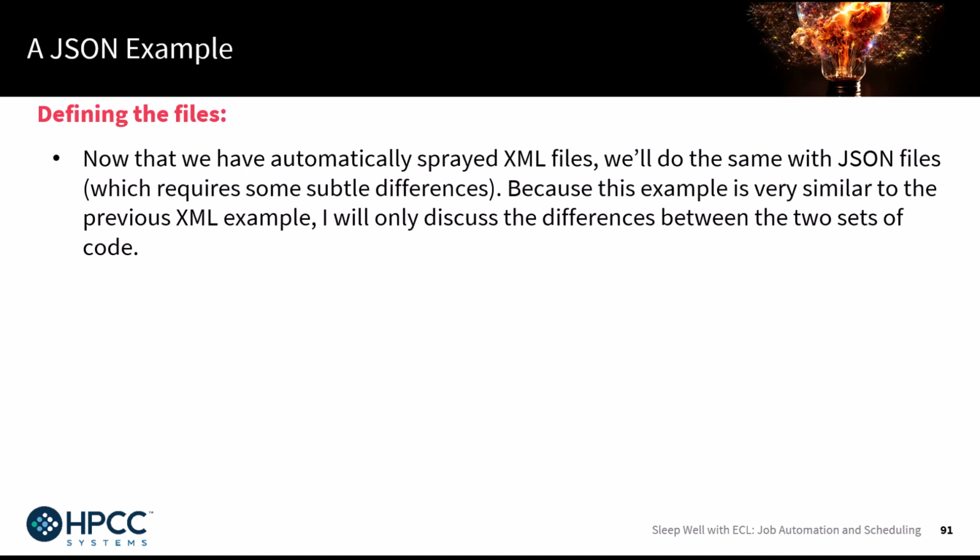All right, so now that we've automatically sprayed XML files, we can do the same with JSON files with just a couple of modifications. And because this example is extremely similar to the previous XML example, we're only going to look at the differences between the two sets of code.